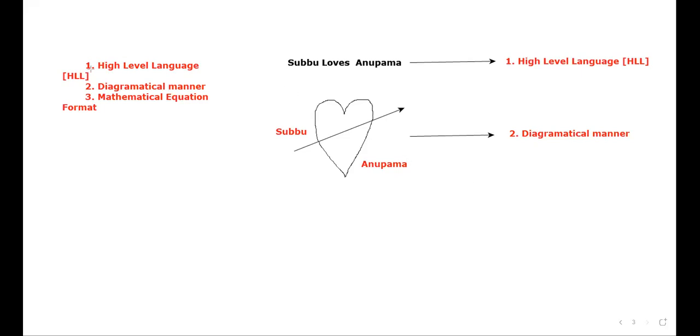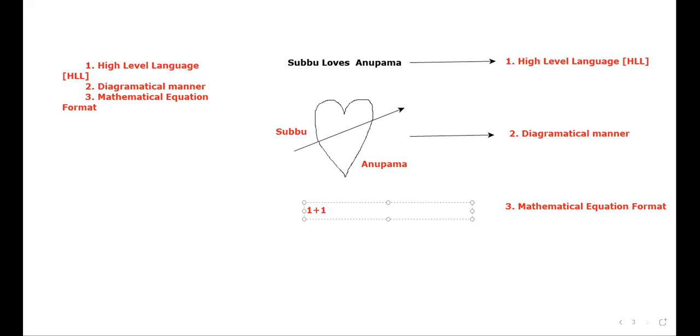Sir, what about the last one, sir? That is a mathematical equation, sir. Okay, I'll try to write the mathematical equation like this. This is how the requirement will be given. I'll say Subbu means one. Next, Anupama also means one.